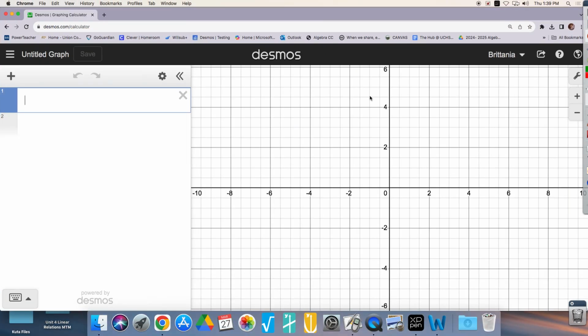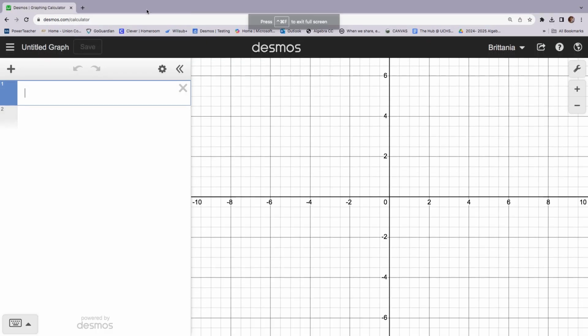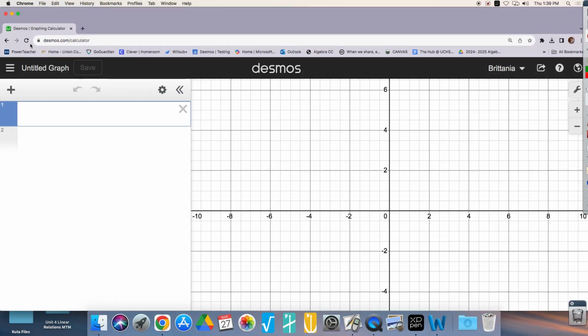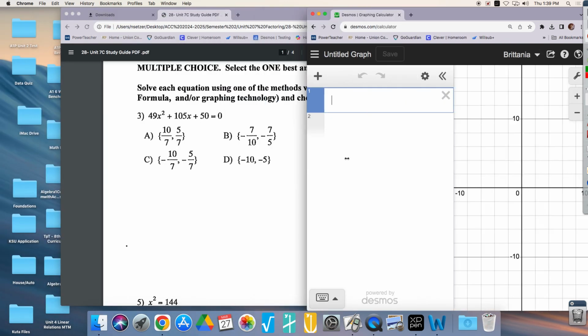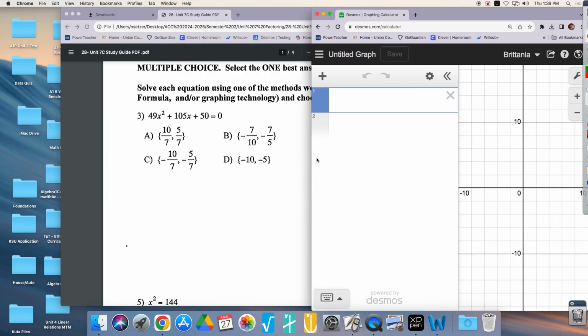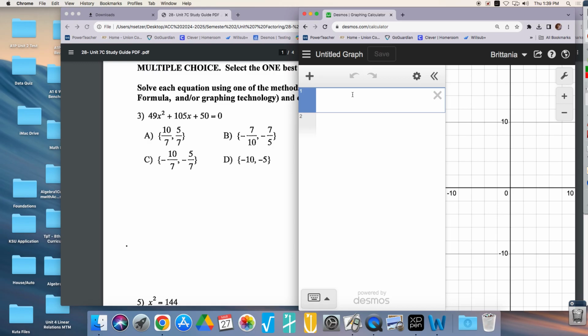So the first thing I want to do, whoops, I don't want it to be that big. I'm sorry, kiddos, let me fix that. All right, come on, little calculator. Get back where you belong. All right, let's try this again. So here, I'm going to type in the formula, 49x squared plus 105x plus 50. All right, so I have my parabola, my solutions.